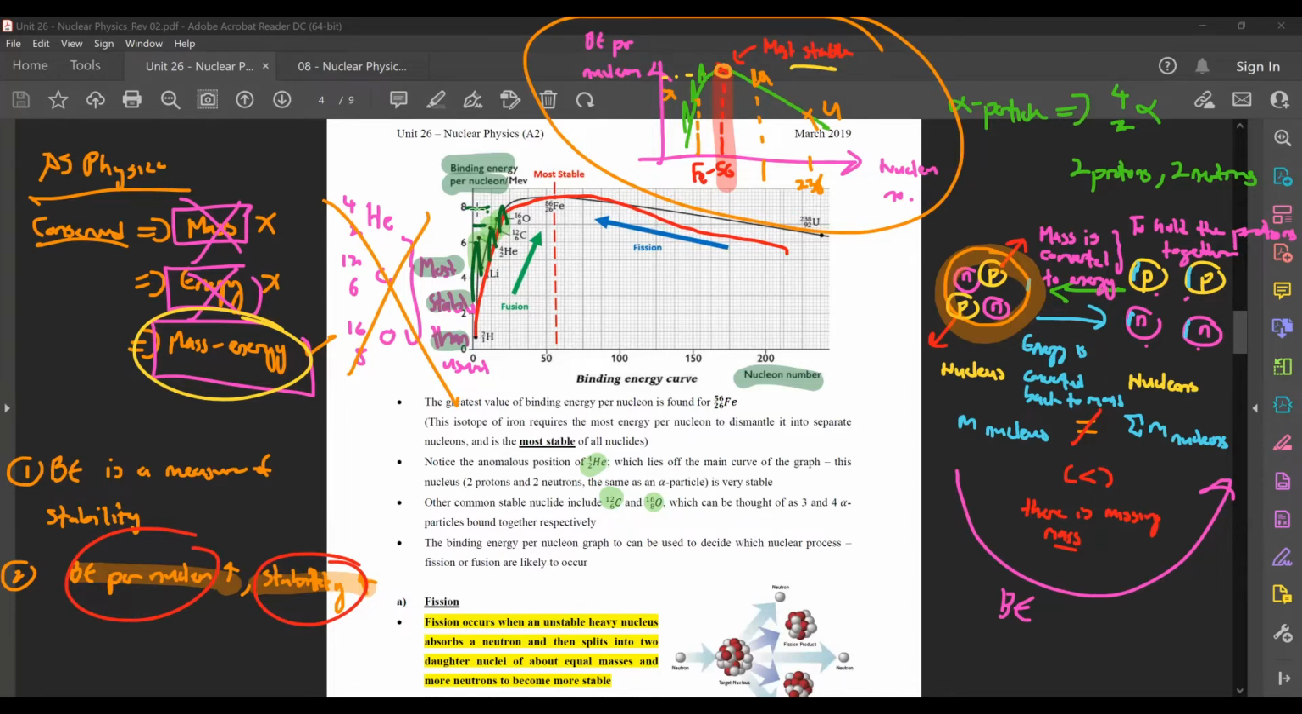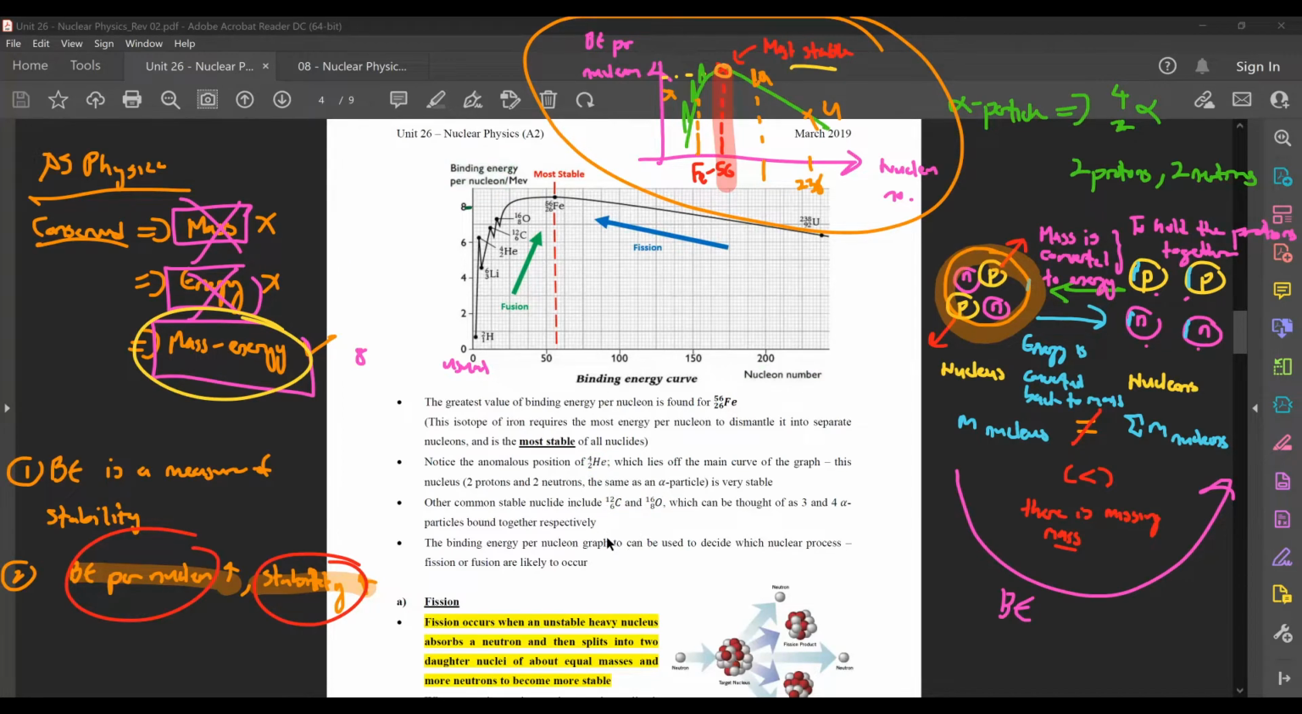Now this graph also will allow you to explain whether certain elements are going to undergo fusion or fission in the first place. So this one we will revisit a little of what you learned in SPM physics.